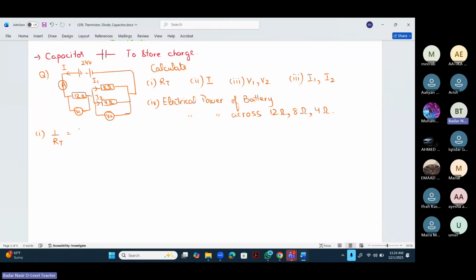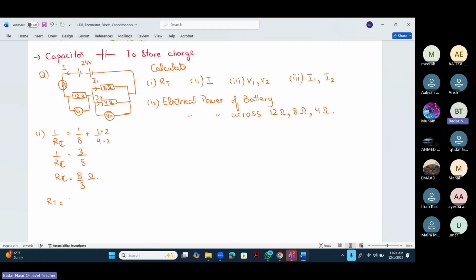So 1 over RT equals 1 over 8 plus 1 over 4. You can put that directly on the calculator and it will give you 2 plus 1, that is 3 over 8. Now you have to take the reciprocal of your answer. So that gives us 8 over 3 ohms. So that is the combined resistance. Let me call it RC. So this is the combined resistance of the parallel resistors.